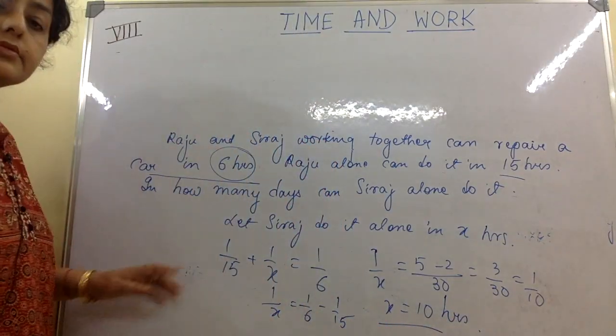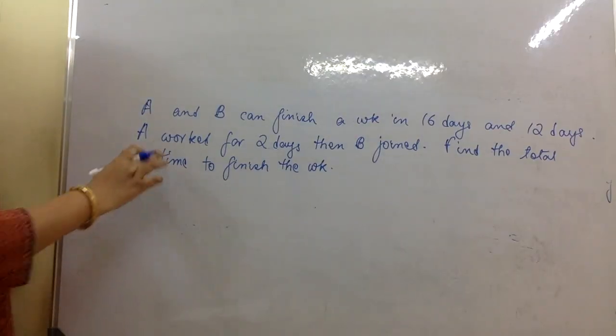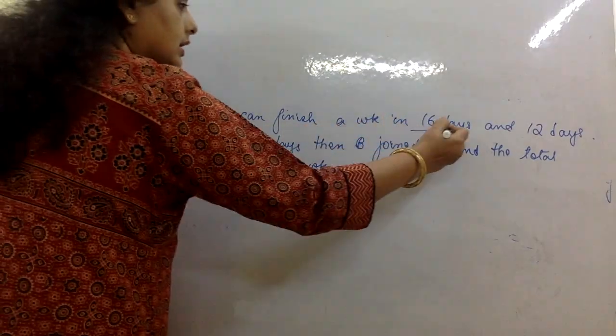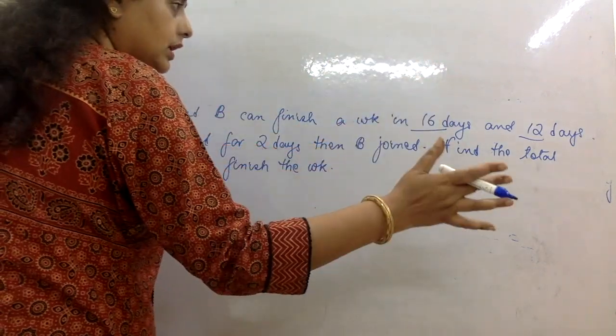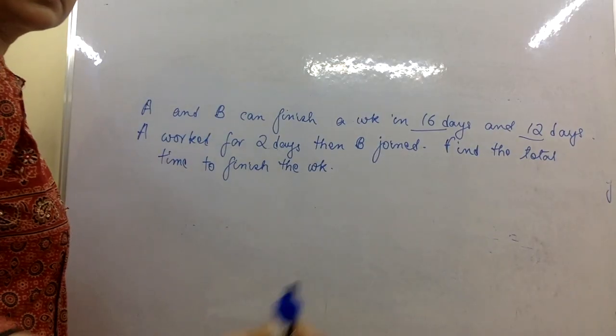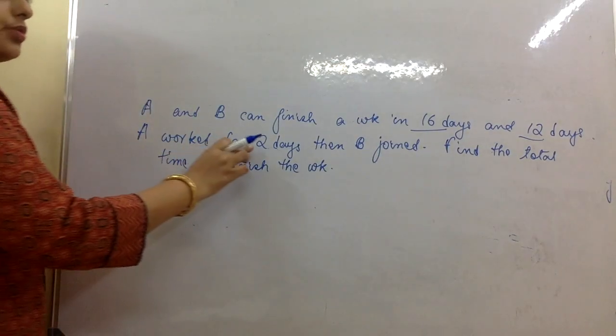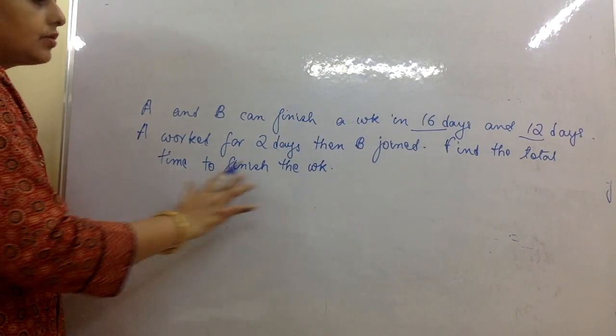So this is the equation you need to understand how to form. A and B can finish a work in 16 days and 12 days respectively. That is, A finishes it in 16 days if working alone, B finishes it in 12 days. A worked for 2 days and then B joined. Find the total time taken to finish the work.